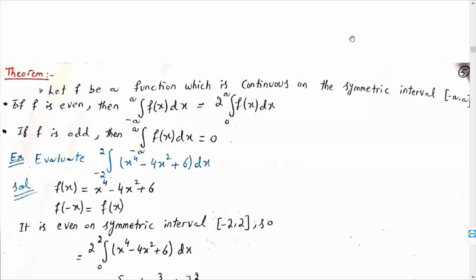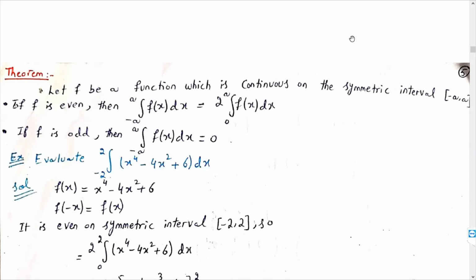In simple words, I can say this: the area under an even function over a symmetric interval can be calculated by doubling the area over the positive x-axis, and for an odd function the integral over a symmetric interval is equal to 0 because half the area is negative.